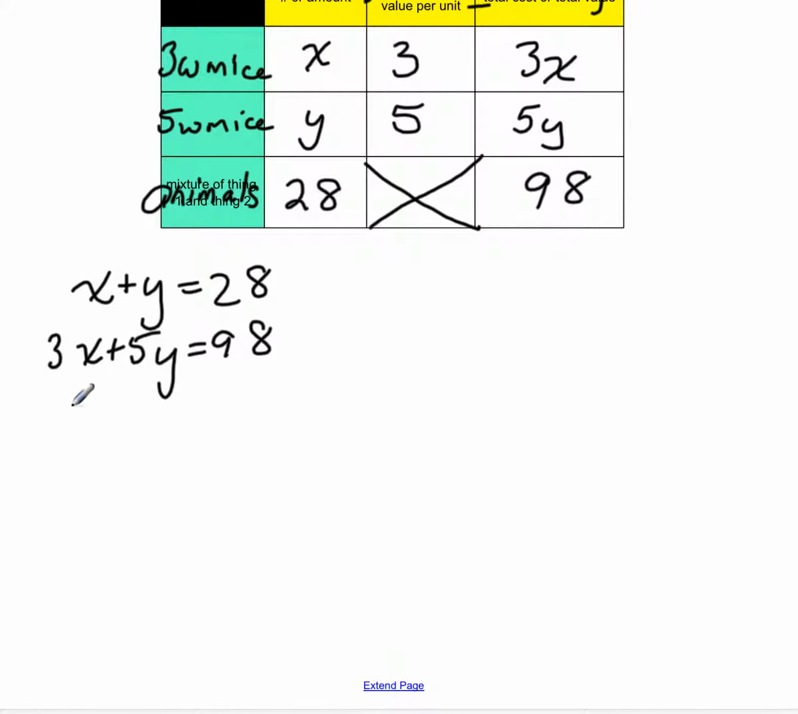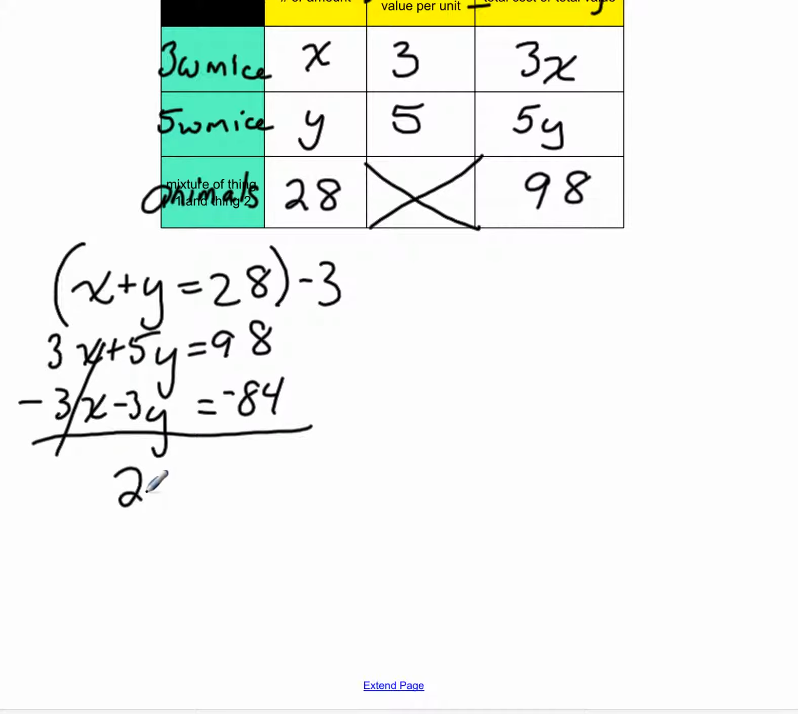And now I need to solve. So I think I'm going to multiply this whole equation by -3, and I'll get -3x minus 3y equals 28 times 3, which is 84, -84. 2y equals 98 minus 84, which would give me 14. And I have y equals 7. So I have 7 5-winged mice. How many 3-winged mice would I have then? Basically 21, because they have to add up to give me 28.